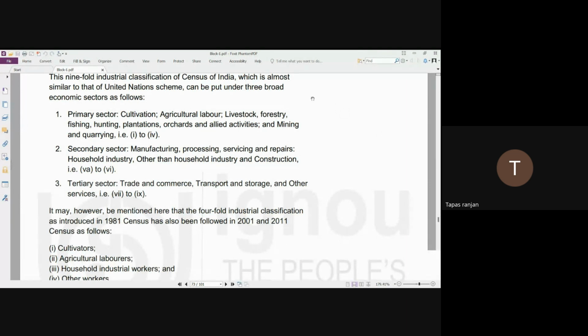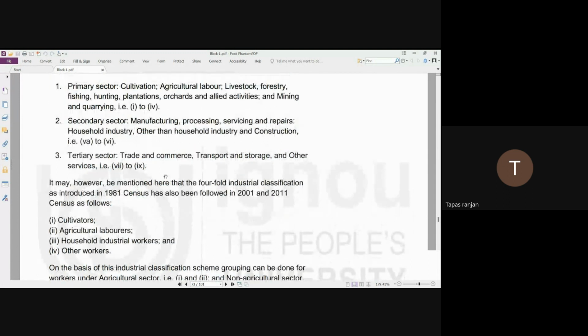Now, cultivation, plantation, mining, quarrying, all these belong to the primary sector. Then you have secondary activities or the secondary sector, which implies your manufacturing and processing industries. Manufacturing industries is huge, and that basically accounts for the secondary sector. The tertiary sector is basically the service sector, and that includes your transport and communication facilities, trade and commerce facilities. So all these are included under your tertiary sector.